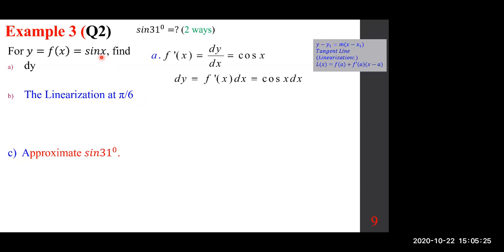So plug in here. What is y or f of x is f of pi over 6. I hope you know that sine of pi over 6 is equal to 1/2. So that's your pair. Now, what about the slope, m? Well, f prime is cosine x. We already found that. So plug in pi over 6, and that gives you the slope.